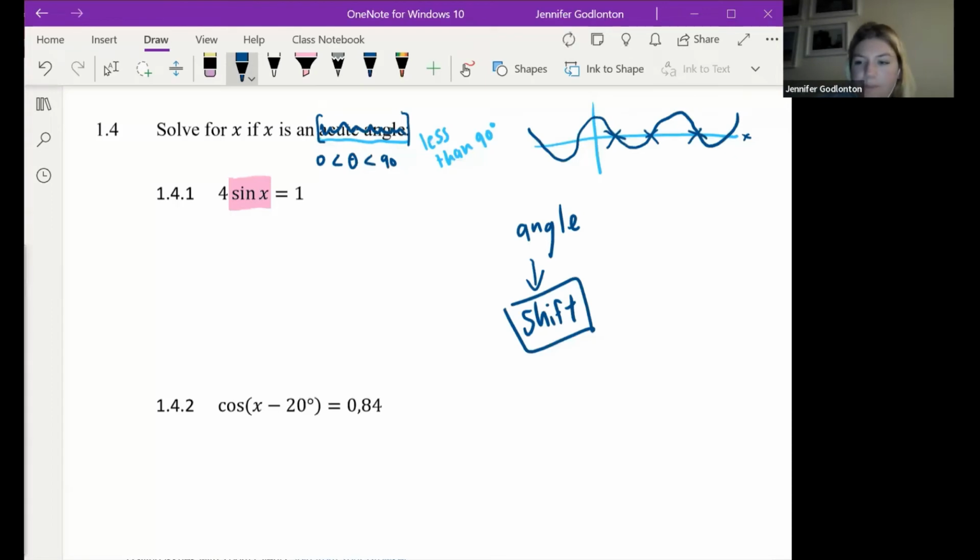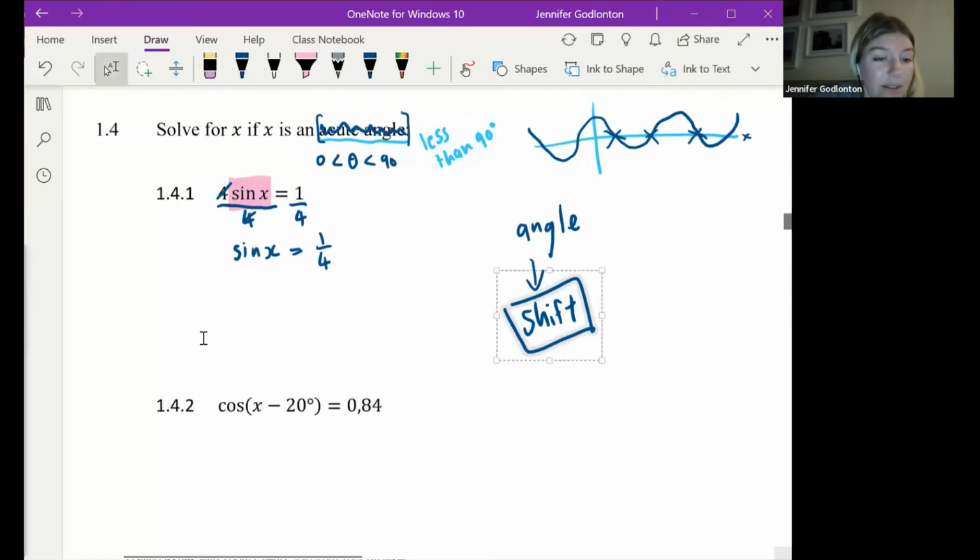I'm going to give you a little bit more time, and then I'll go through this with you. Okay, so the first thing we want to do is move that 4 onto the other side. So basically, I'm dividing both sides by 4 so that the 4 can go away. So I land up with sine x is equal to 1 over 4. Now I'm looking for an angle.